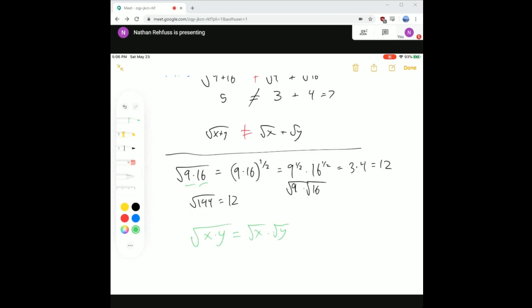We'll call this, how about the product rule? It's a different product rule than the other one. This is the product rule for roots. Just remember that.